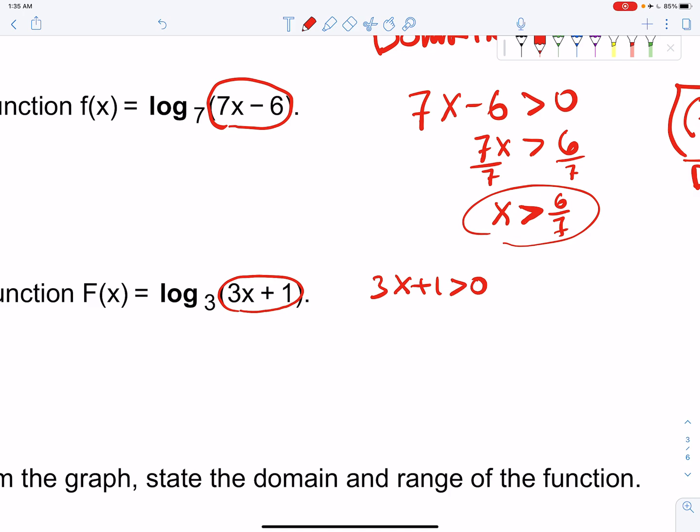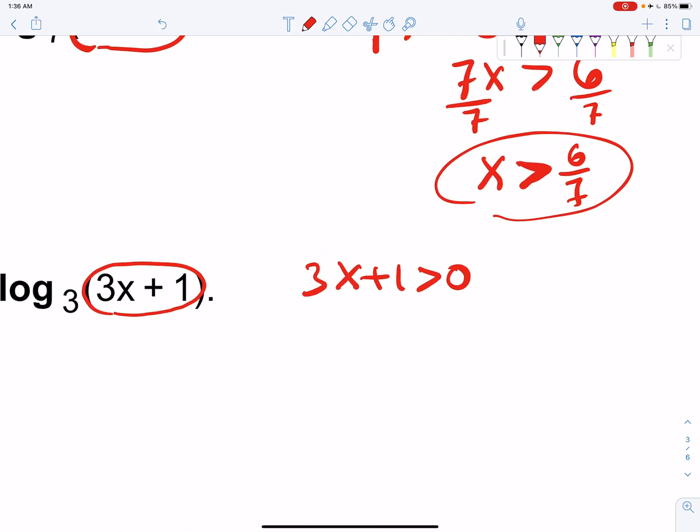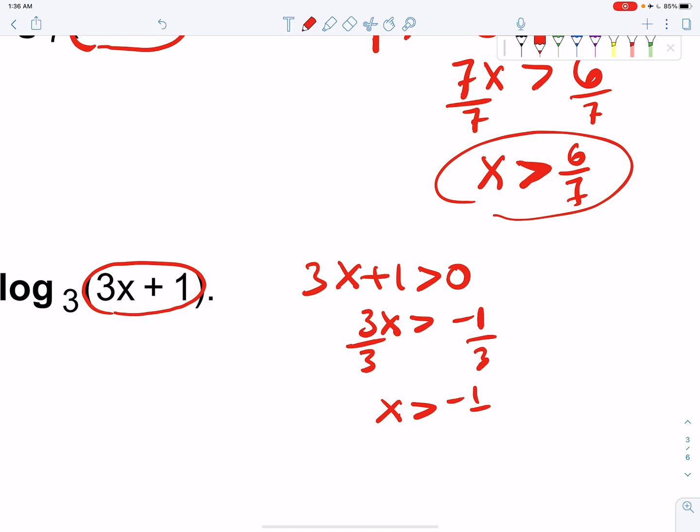So it must be positive, but it can't be 1. Let's just make sure it can't be 1, right? It's greater than 0 and it can't be 1. All right, so we subtract 1 on both sides. If I mentally subtract 1 on both sides, I get a -1, and divide by 3, and x is greater than... I did not multiply by a negative, so it does not reverse the symbol. And so there we go. That is our domain. It should be x is greater than -1/3.